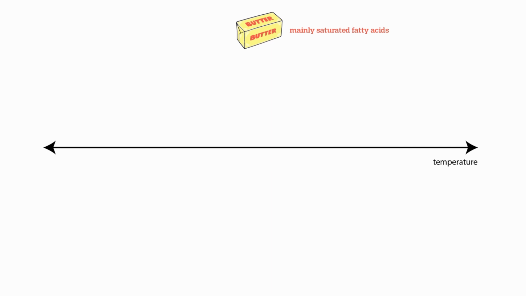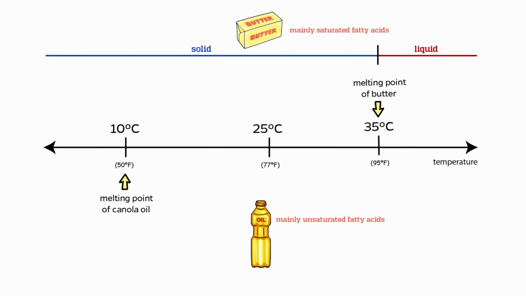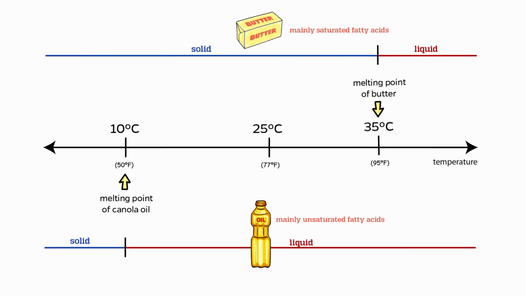Everything we just discussed actually helps to explain why oils are liquid at room temperature, whereas butter is solid. Butter is primarily composed of saturated fats. Therefore, butter has a pretty high melting point. Room temperature is below the melting point of butter. Therefore, butter is solid at room temperature. In contrast, many oils are primarily made of unsaturated fats. Therefore, oils have a lower melting point and are generally liquid at room temperature.